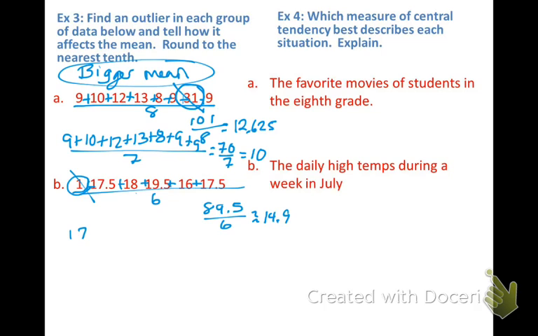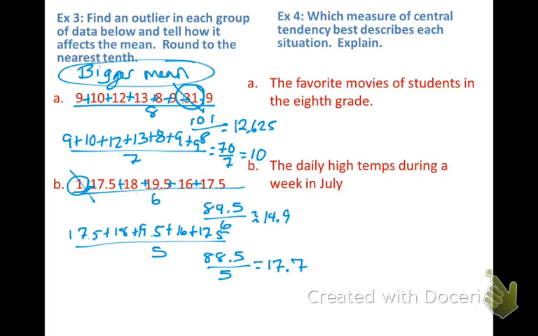And then this time you would do 17.5 plus 18 plus 19.5 plus 16 plus 17.5 divided by 5. And let's add it up and find out. Okay, so here you added it up and it's 88.5 divided by 5. And you divide it by 5, and you get 17.7. So what does the outlier do? It makes the mean smaller.